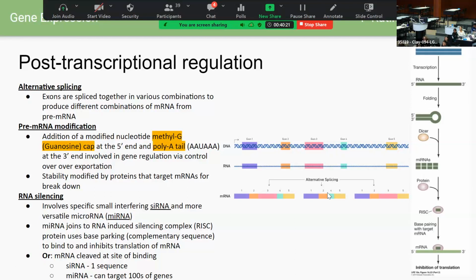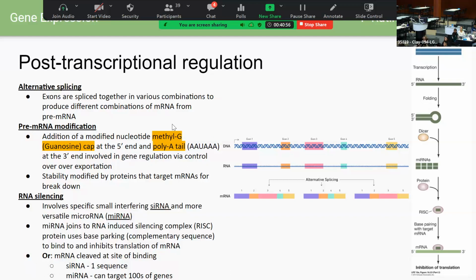So alternative splicing. You should know that your DNA has introns and exons. Your exons are the ones that are spliced together. So you can see here in this diagram, we have these segments of exons. Those ones are spliced together, so the introns are spliced out. And we can see here, we can include different variations of those exons to get completely different synthesis of proteins.